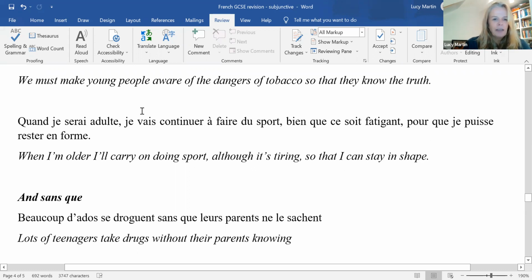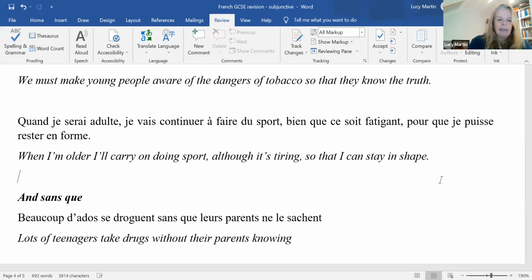So we've got quand je serai adulte, future tense, and then a near future here, je vais continuer à faire du sport, and then subjunctive, bien que ce soit fatigant. And then another subjunctive, hot on its heels, pour que je puisse rester en forme. So that I can, or in order that I (subjunctive) can.